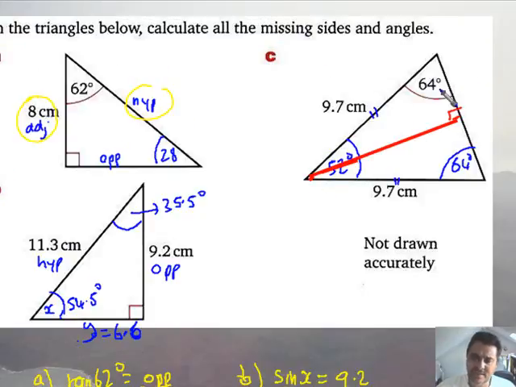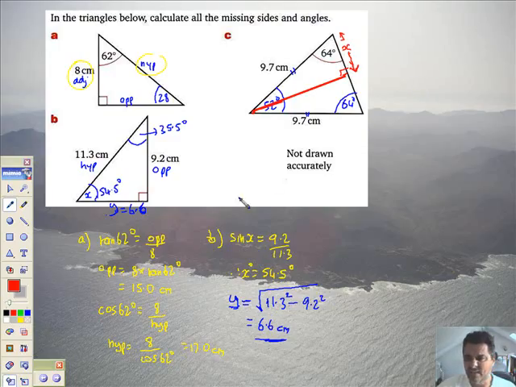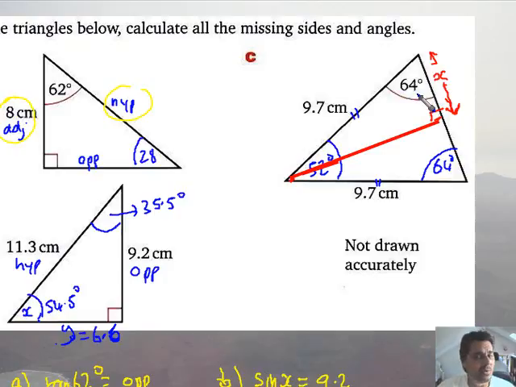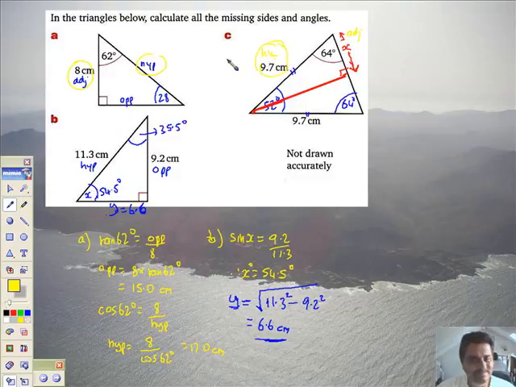And I've got a 64 and I've got a 9.7, and I can use the 64 and 9.7 to find mystery length x. Now x is only half the length from there to there. No problems. I'll work out half of it and then I'll double up later. That's what I'm going to do right now in this corner here in yellow. So what have we got? I've got 64 degrees. This part is next to the 64, so that is the adjacent. And this part here is the longest side opposite the right angle, so that must be the hypotenuse.